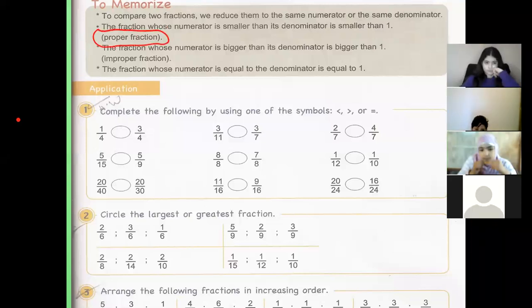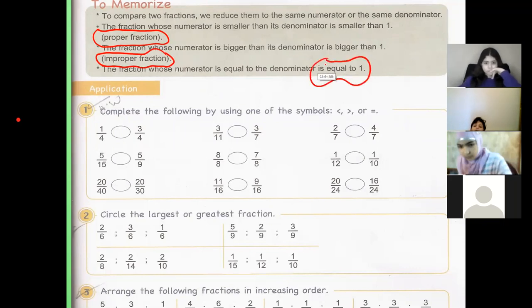Proper fraction. Whereas the fraction whose numerator is bigger than its denominator, they are bigger than 1. What do we call these fractions? Improper fraction. If both the numerator and the denominator are the same, so the fraction equals 1. Okay. Let's start.